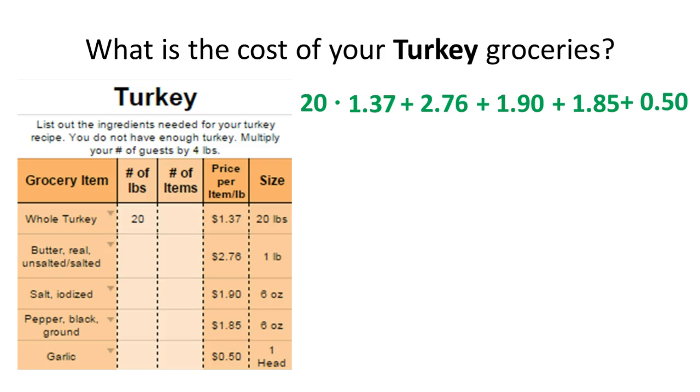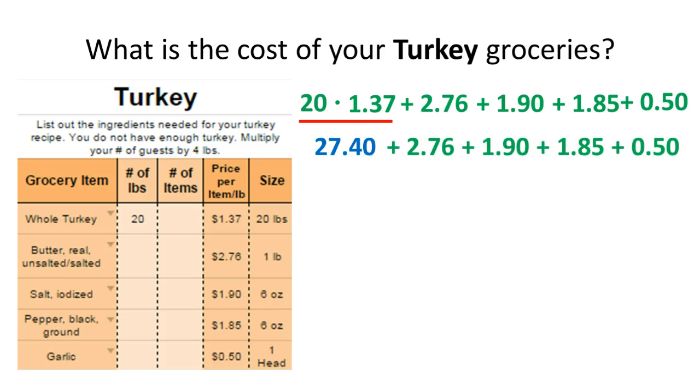My algebraic expression has every value and every operation. Now I just need to follow the order of operations. PEMDAS, so looking for parentheses, there are none. Exponents, none. Multiplication, division. So take care of my multiplication. I underline, I evaluate. 20 times $1.37 gives me $27.40. Underline, evaluate, rewrite. Everything that didn't just calculate comes straight down.